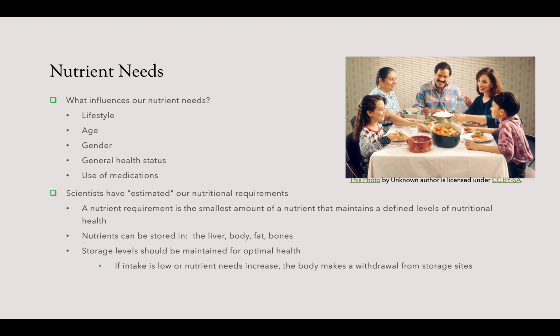Now, for many years, scientists have studied the impact that nutrients have on our bodies, and through the research they've done, they've been able to estimate nutrient requirements for a healthy human body. The nutrient requirements are the smallest amount of a nutrient that maintains a defined level of nutritional health or lowers your risk for getting a disease. Your body can store many nutrients in your liver, fat, and bones, and it will make withdrawals from these stores when the needs increase for those nutrients.